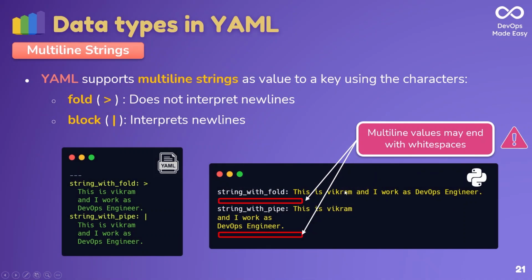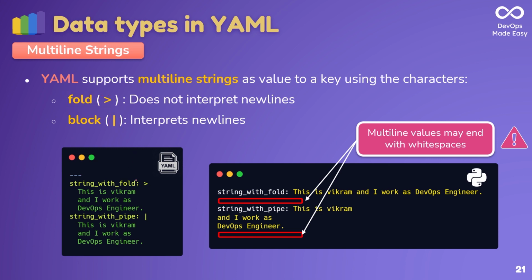Now going to the other part, we have multi-line strings. YAML supports multi-line strings as a value using the following characters. You can use the fold character, which is the greater than symbol, or you can use the block character, which is nothing but a pipe. So there is a difference between both of these.